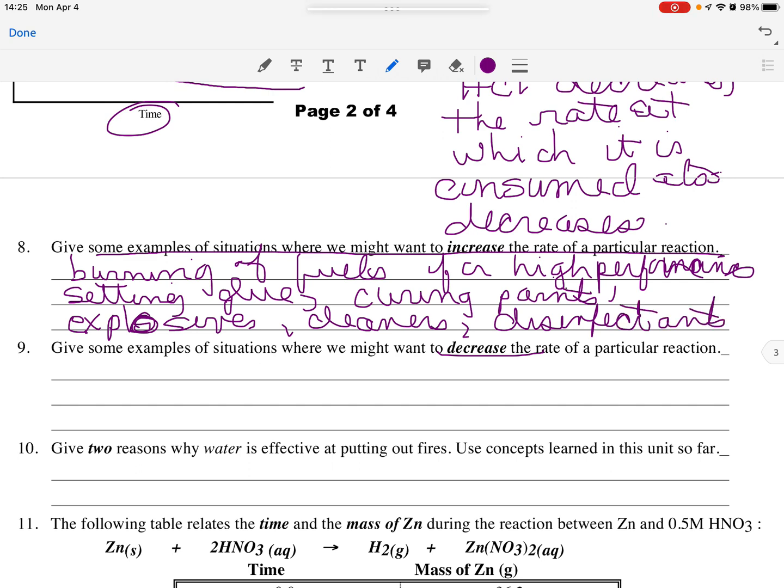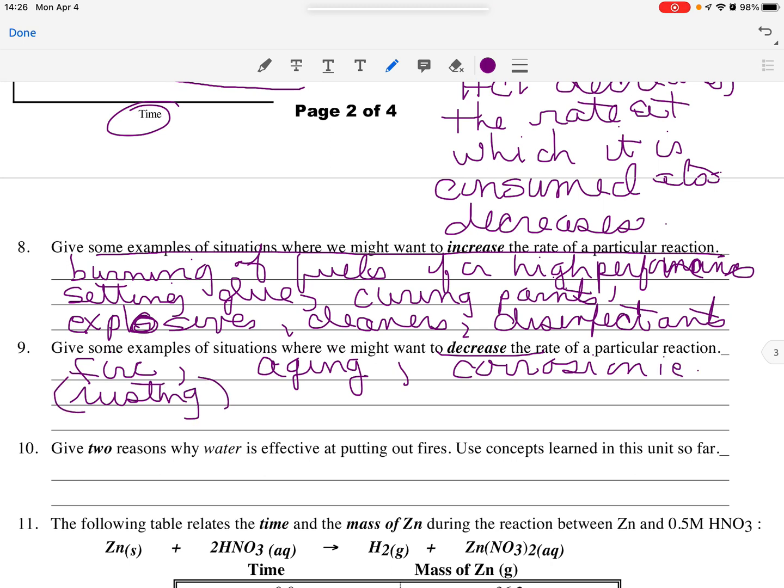And when we want to decrease the rate, we might want to decrease fire when it's unwanted. How about aging? I would like to slow down the aging process. We'd like to slow down the corrosion process, like rusting is an example of corrosion. Those would be some good ones.